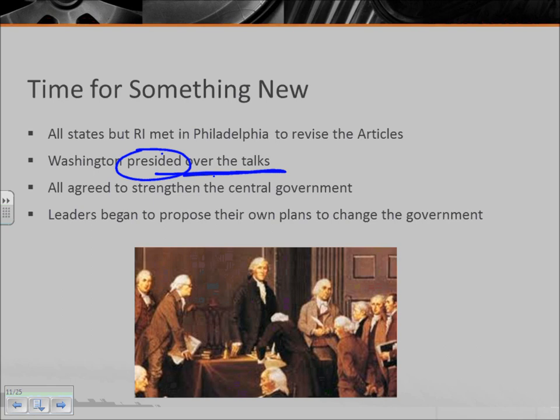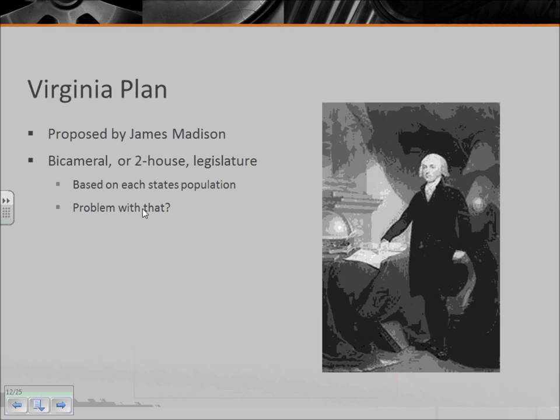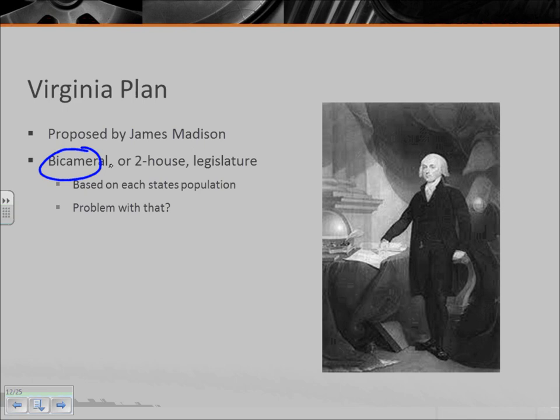All right. Everyone there agreed to strengthen the central government for the most part. There were some dissenters. Most of the disagreement is going to revolve around how to strengthen the government. Leaders begin to propose their own plans on how to change the government. One plan we looked at intensely was the Virginia Plan, proposed by James Madison. It set up a bicameral, or two-house, legislature.